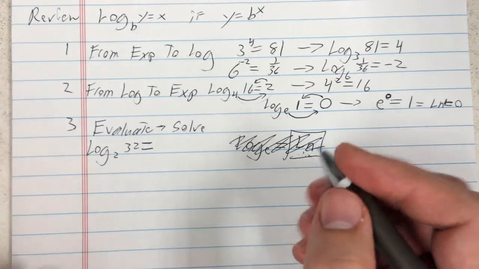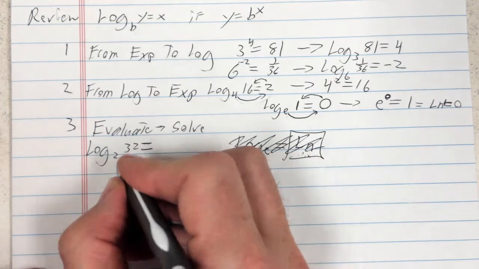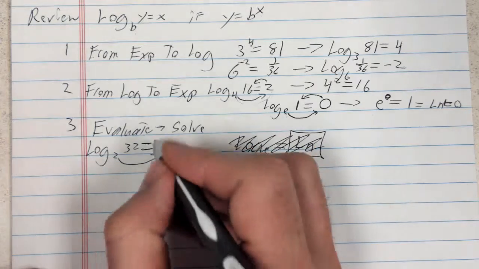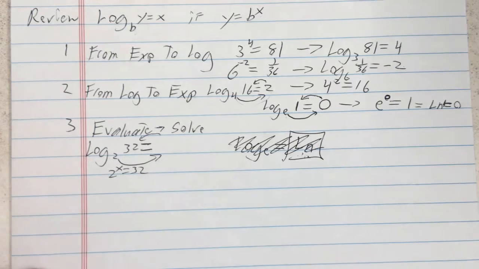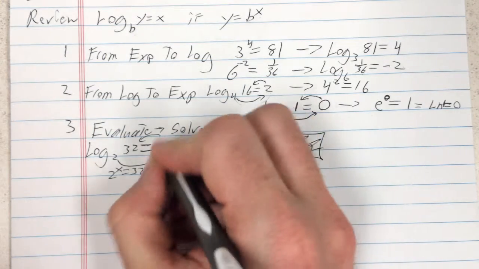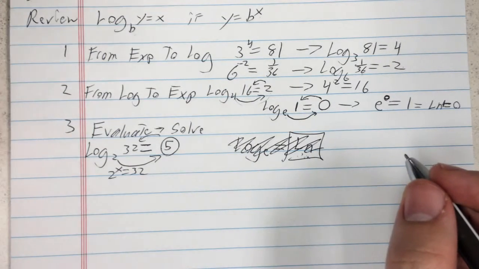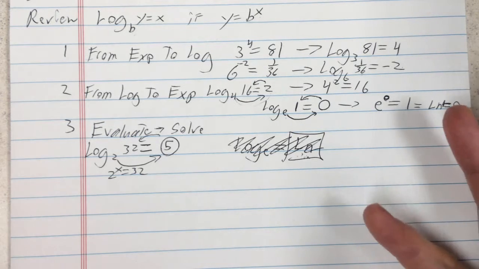We're trying to do it without the calculator. All right, so I like to go ahead and say, okay, well 2 to the power of something is equal to 32. 2 to the power of x is equal to 32. 2 to what power is 32? 2 to the 5th power is 32. 2 times 2 is 4, times another 2 is 8, times another 2 is 16, times another 2 is 32.